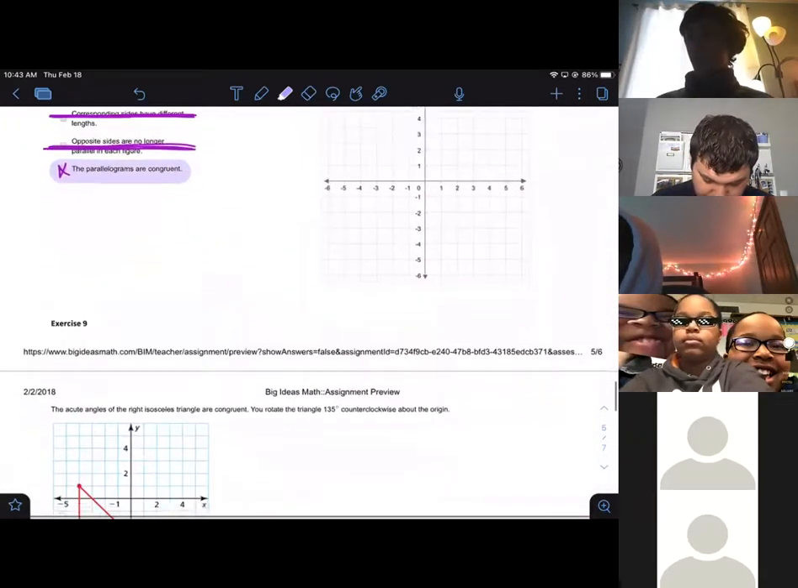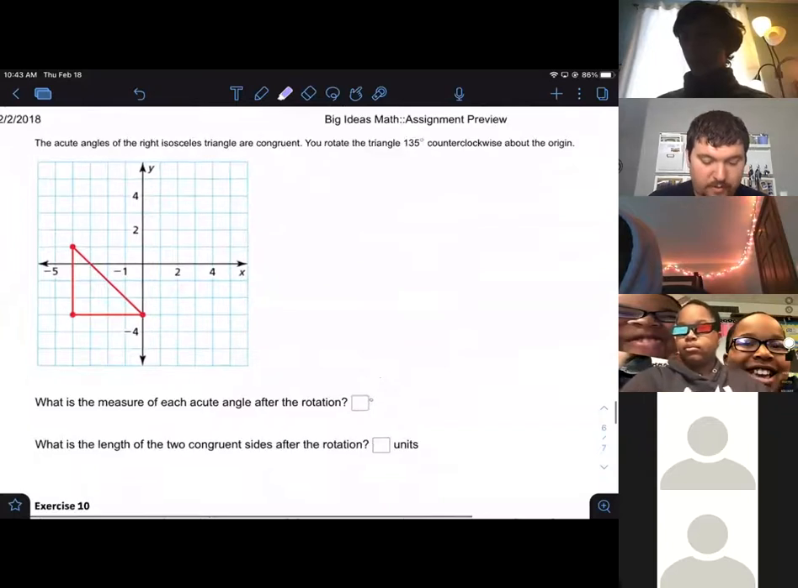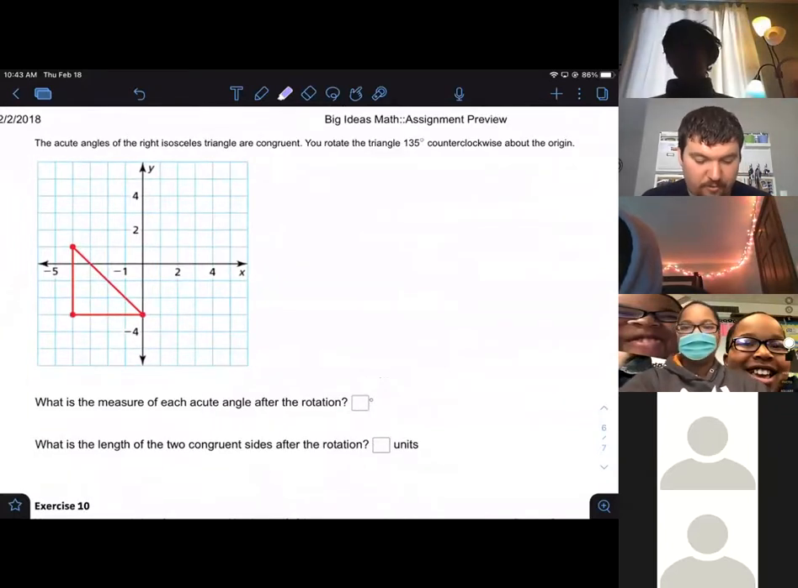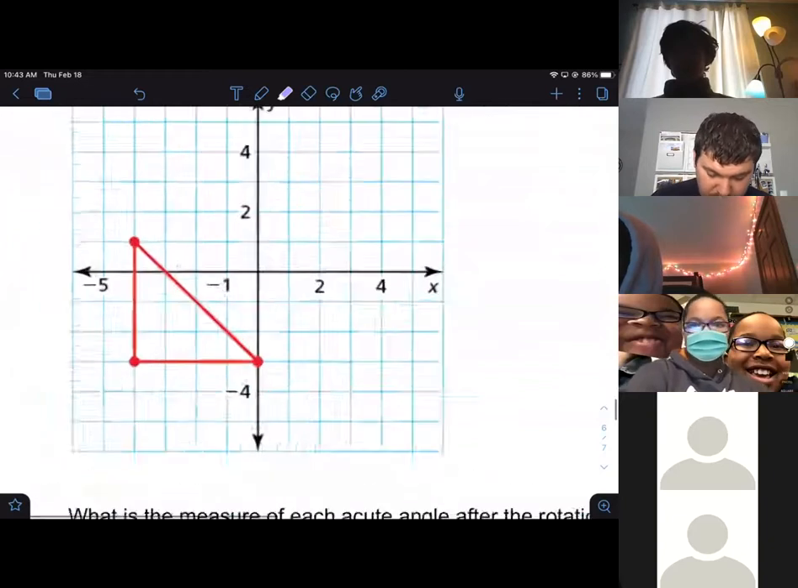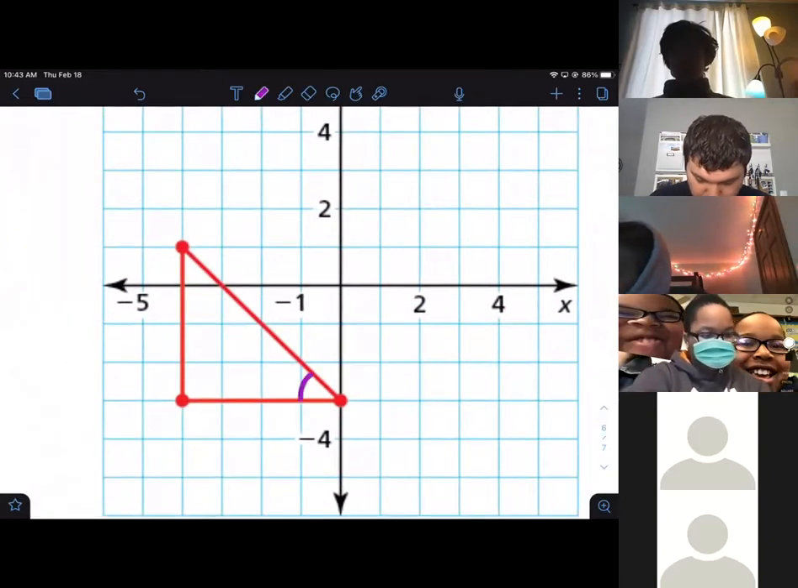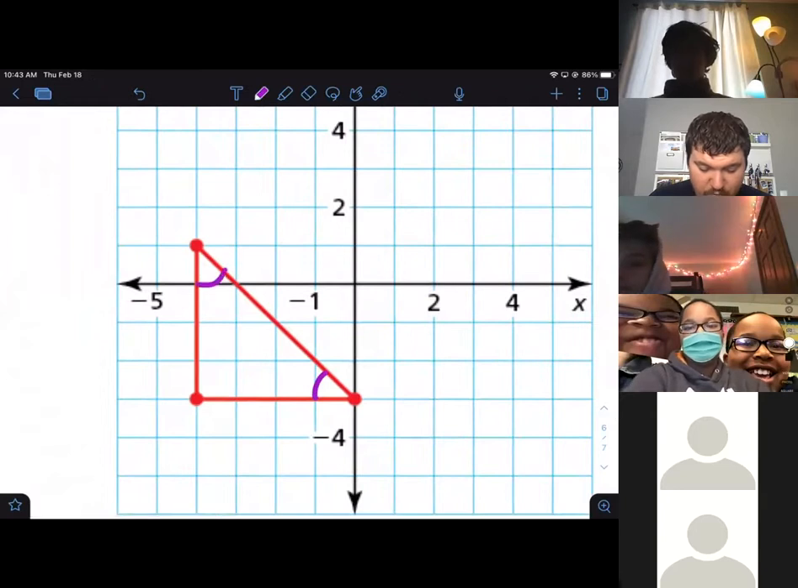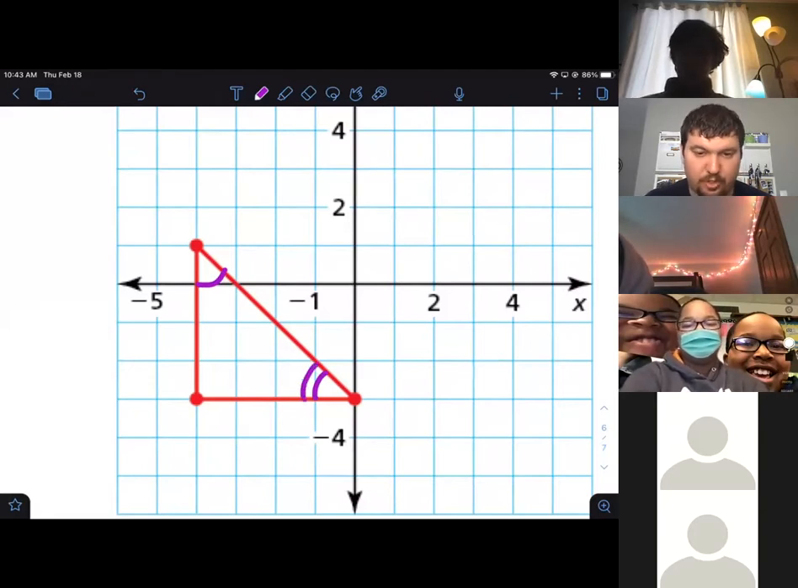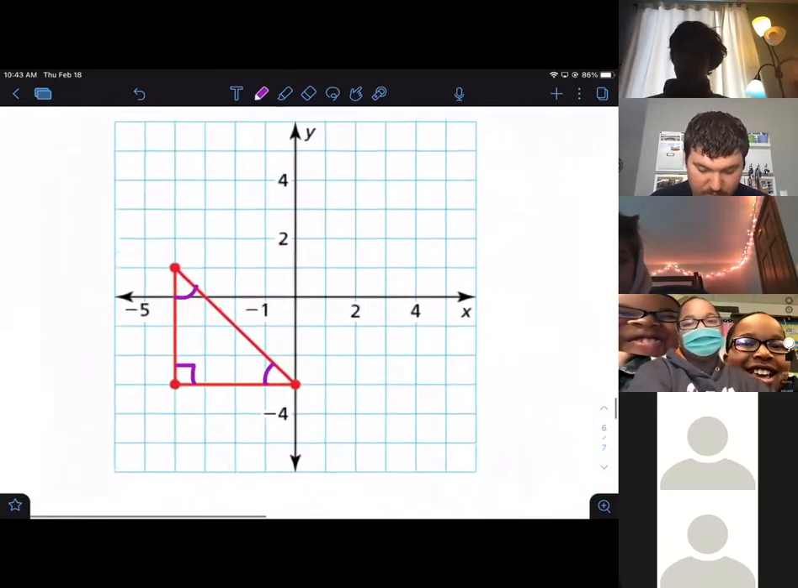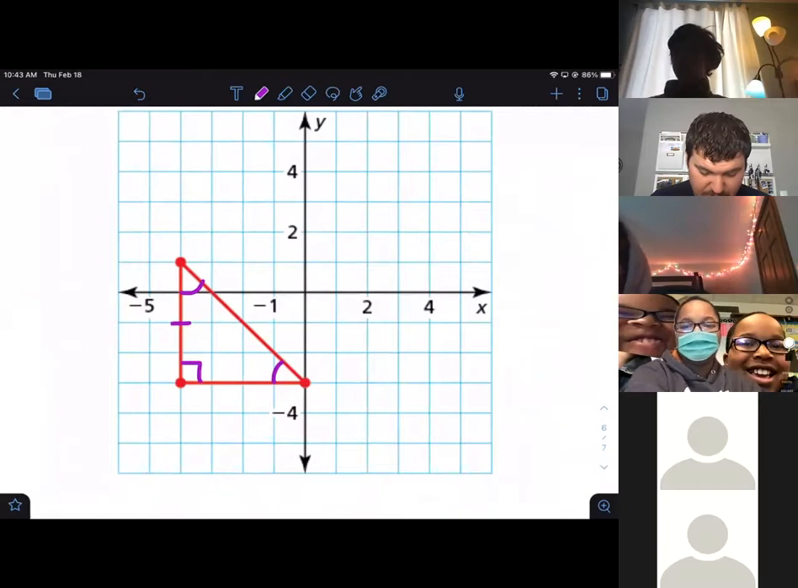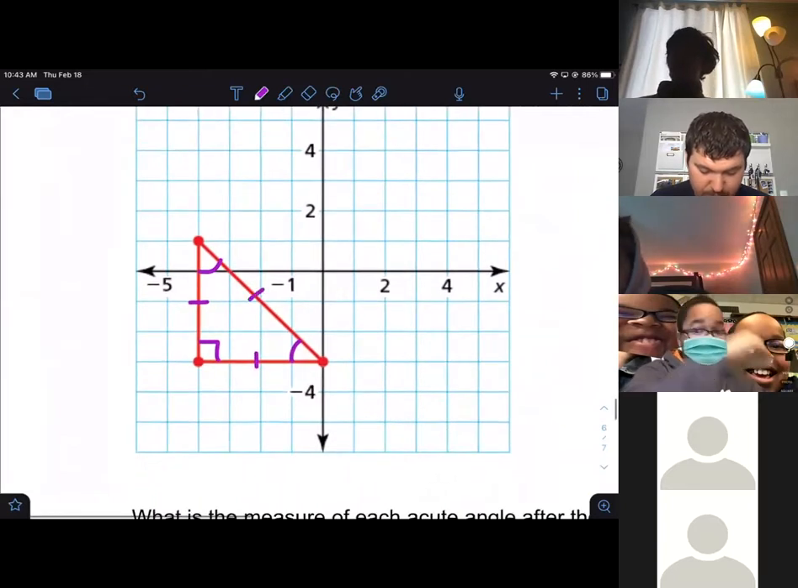Okay, number 9. Acute angles of this right isosceles triangle are congruent. Okay, so these acute angles are congruent. The way that we show two angles are congruent, by the way, is we use little angle markers. If they were different, I'd make one of them have one and one of them have two to show that they're different. But if they both have the same number of angle markers, that means they're the exact same size. And then this one's obviously different. This one's a right angle. It says it's a right isosceles triangle, which means these two sides are the same and this one's different.